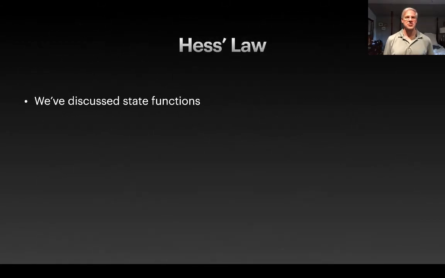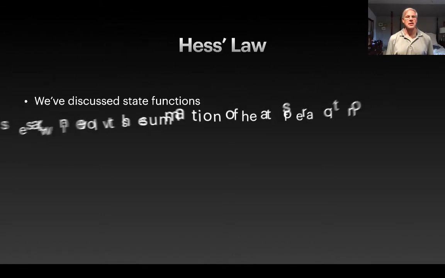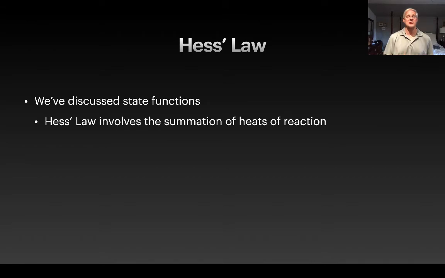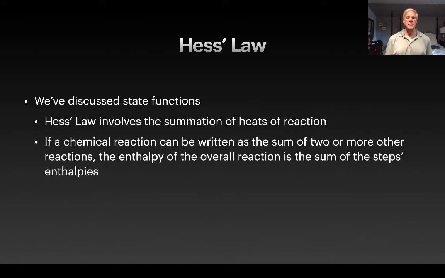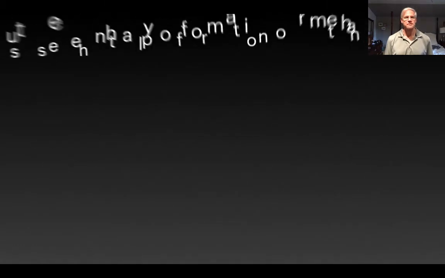So again, let's look at Hess's law. We've talked about how we can handle delta H in the manipulation of thermochemical reactions. Because delta H is a state function, and this is what Hess's law is all about. So Hess's law is going to look at the summation of heats of reactions. So once again, if a chemical reaction can be written as the sum of 2 or more other reactions, then the enthalpy of the overall reaction is the sum of the steps' enthalpies that I use to get my overall reaction. Let's see how that works.